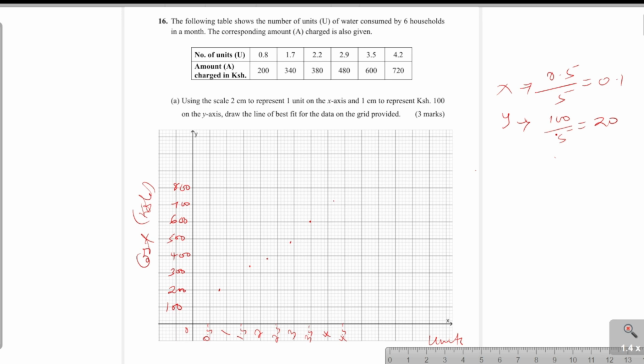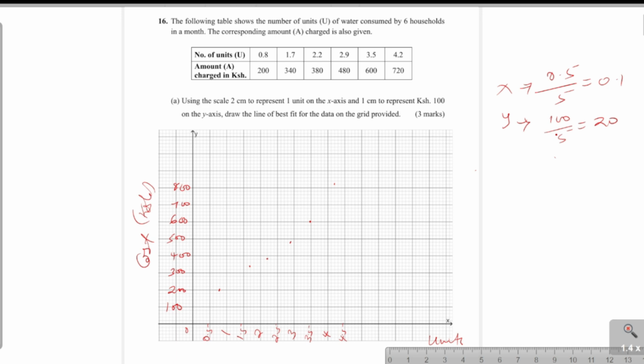4.2, we reach 4.2, 720. Let me indicate it properly. 4.2, 720 is there.